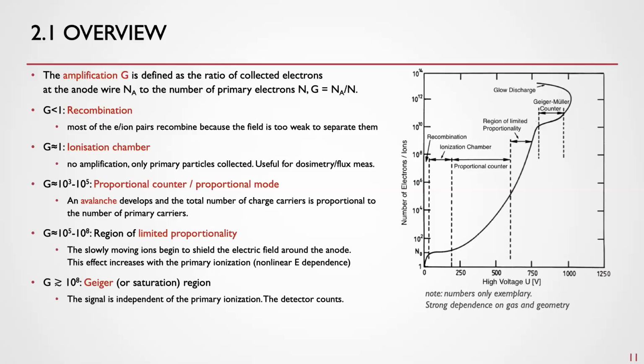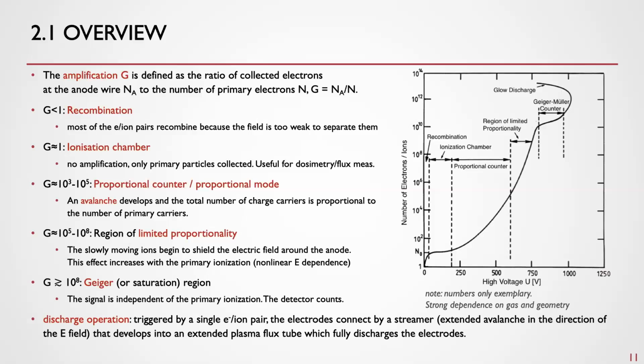We all know Geiger counters, I think. A Geiger counter is precisely that. An incident ionization signal creates, through an avalanche, a spark that then discharges. The electrodes become connected by what we call a streamer, which is an extended avalanche that forms in the direction of the electromagnetic field, and the electrodes fully discharge.